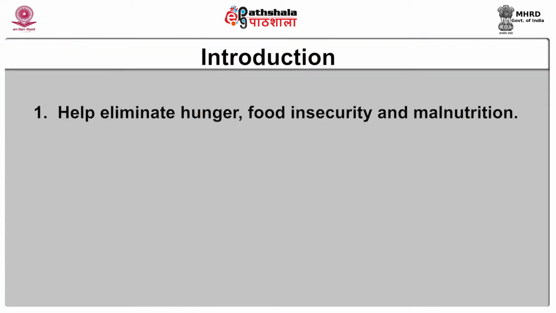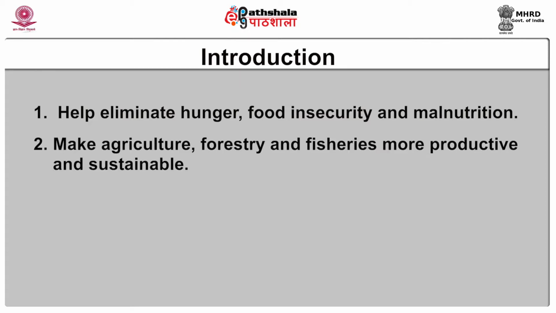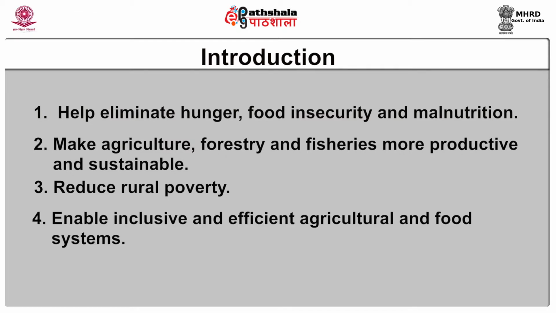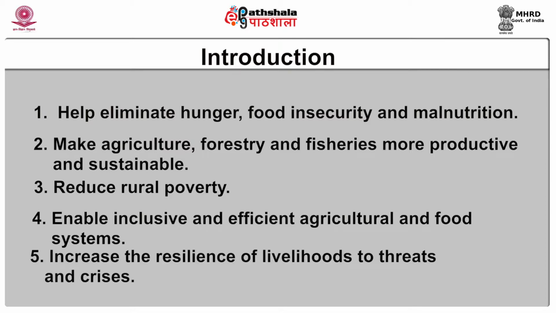In keeping with this mandate, the FAO has developed 5 strategic objectives that generally guide its institutional activities for the current period. Number 1, help eliminate hunger, food insecurity and malnutrition. 2, make agriculture, forestry and fisheries more productive and sustainable. 3, reduce rural poverty. 4, enable inclusive and efficient agricultural and food systems. And 5, increase the resilience of livelihoods to threats and crises.